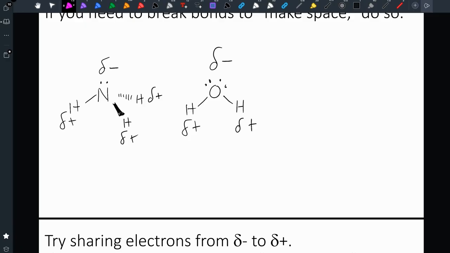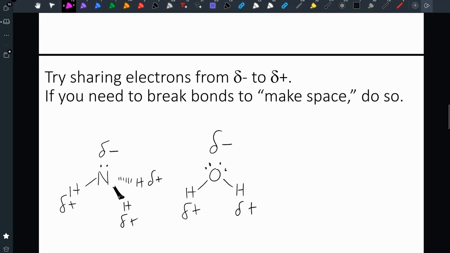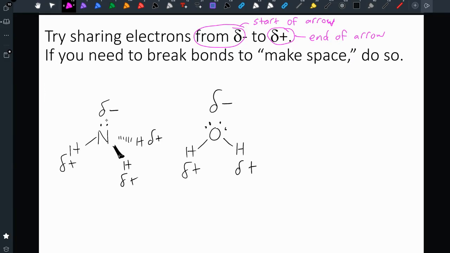Well, when I want to show sharing of a lone pair, I'm going to start my arrow at the lone pair, right? From negative. So this is the start of the arrow. To positive. So this is going to be the end of the arrow. So I would draw an arrow from this lone pair to the hydrogen. Remember, arrows always have to start at a pair of electrons, and they're going to end at an atom.